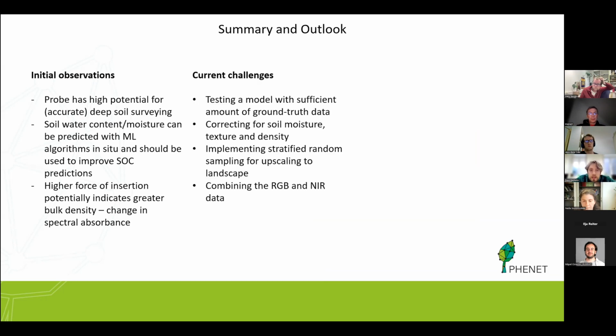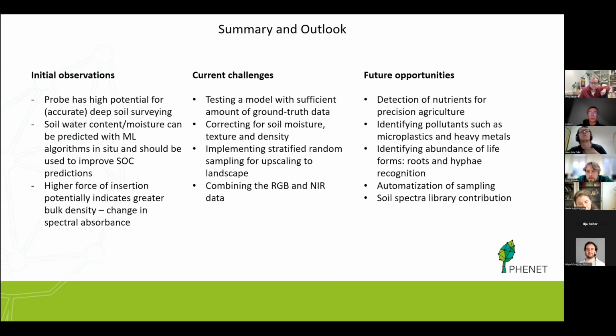Next. Then our current challenges, as Akos said before: we need to test the model with a sufficient amount of data, correct for soil moisture, texture, and density, implement stratified random sampling for upscaling to landscape, and combine the RGB probe, which I showed before, with the near-infrared data.